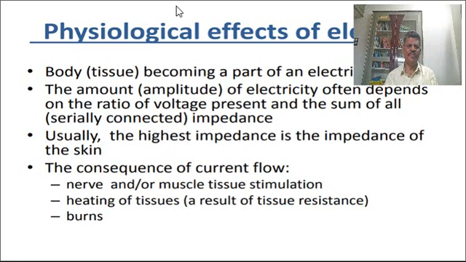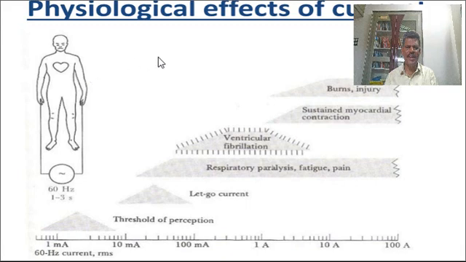So, the physiological effects of electricity: the amount of current depends on the ratio of the voltage present and the sum of all impedance, that is, resistance or resistive factor. Usually the highest impedance is the impedance of the skin. The consequences of current flow are nerve or muscle tissue stimulation, and heating of tissues and burns. The physiological effects of current start from 1 milliampere passing through the human body up to a maximum of 100 milliampere. It starts from threshold of perception to the maximum let-go current, and goes up to burns and injury. That is the physiological effects of current.